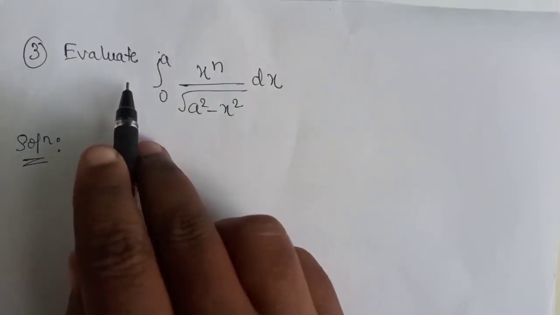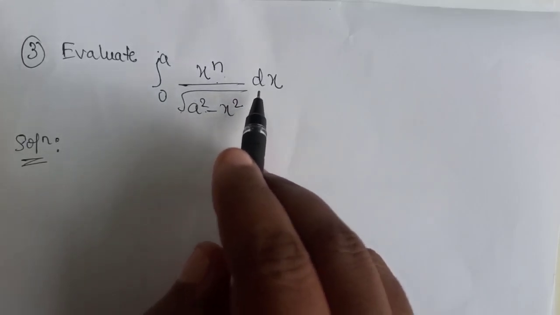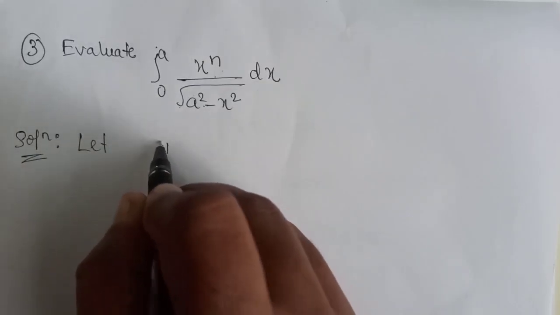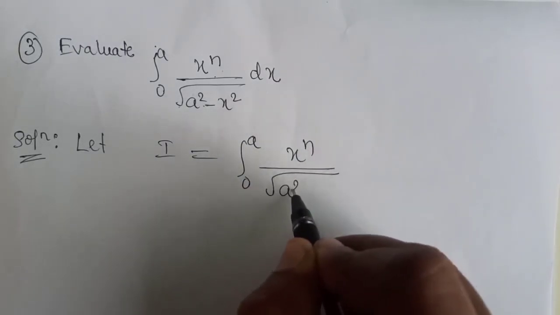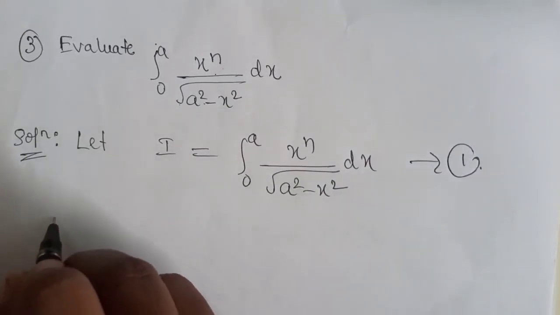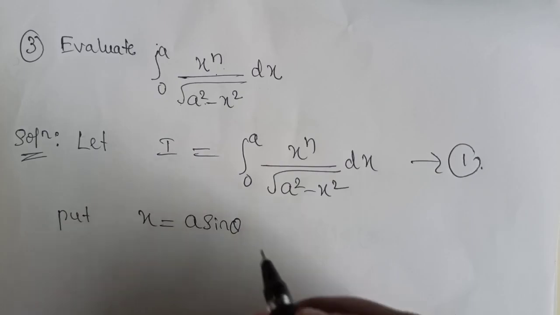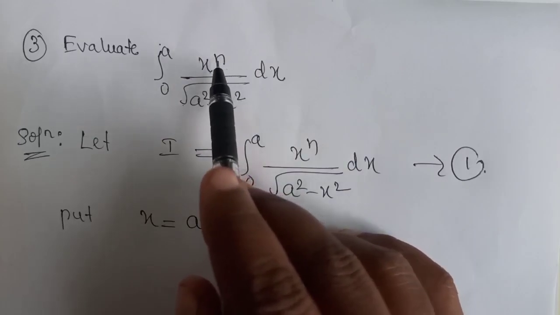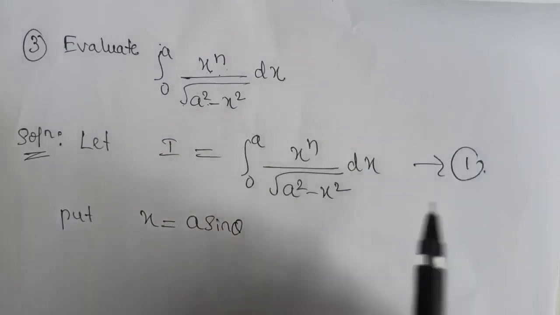Next one, evaluate integral 0 to a x power n whole divided by root of a square minus x square into dx. Okay, so here let I equals integral 0 to a x power n whole divided by root of a square minus x square dx. Consider this as equation 1. So we substitute x equals a sin theta. See here, in the exam they may give x power n, or they may give any value of n equals 1 to n.